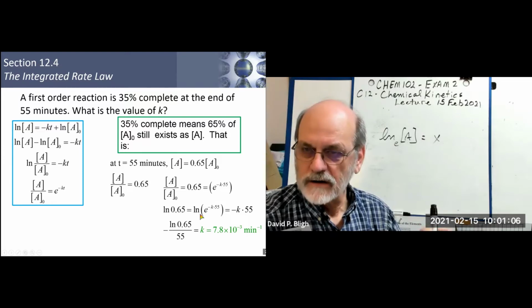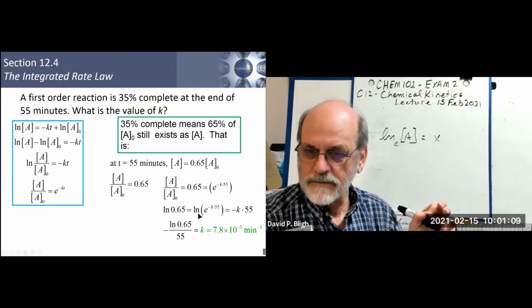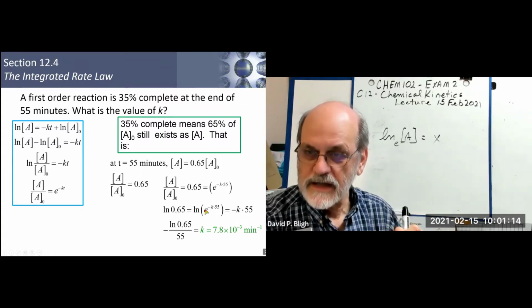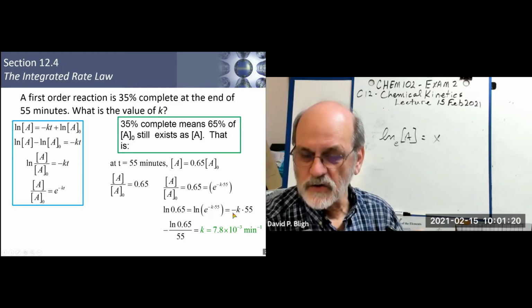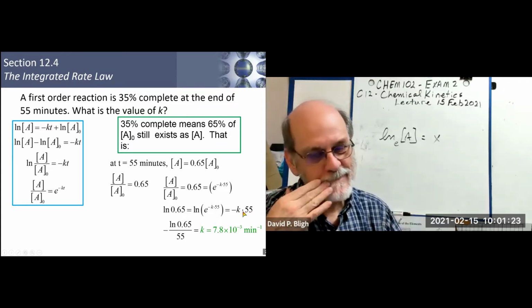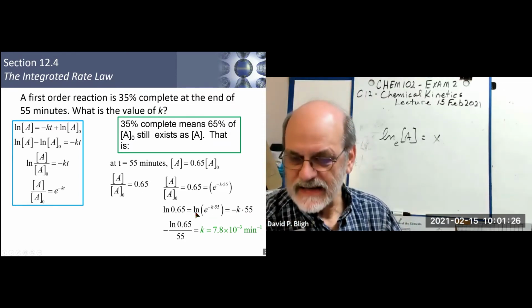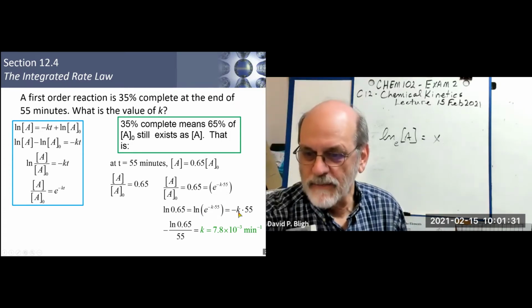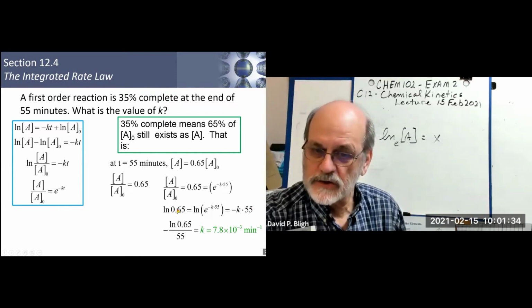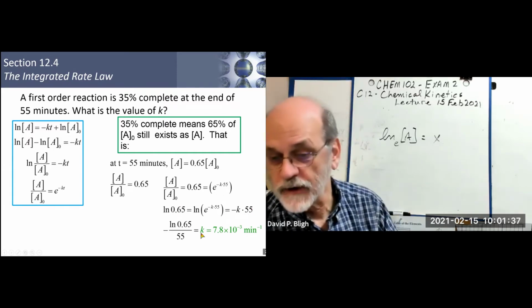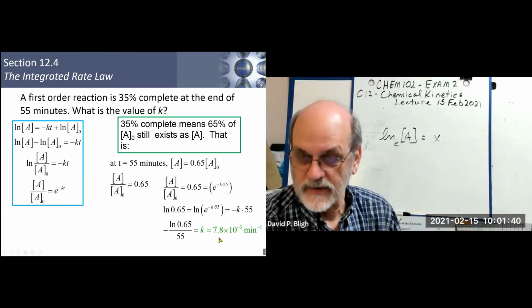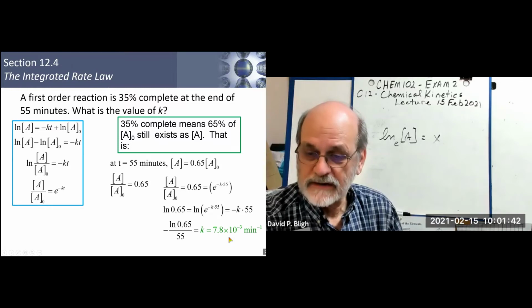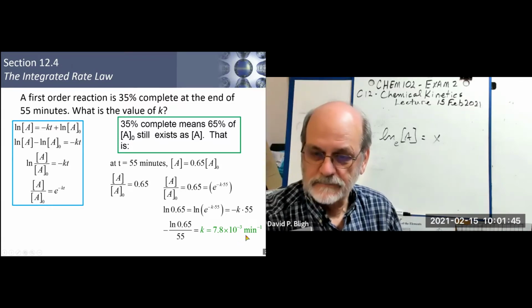And the log of a number to a power, if the number here is the same as the base of the log, then that log disappears and you're left with the power of e. Right? The log base e of e to a power is the power. So that's why we have minus k 55 over here equal to the log here. And then you just solve for k. And k turns out to be, after that transformation, 7.8 times 10 to the minus third reciprocal minutes.